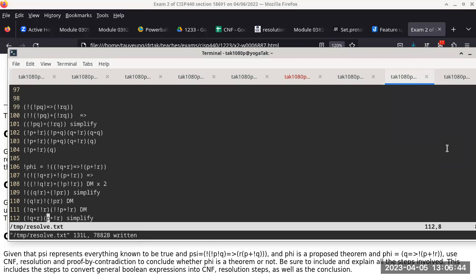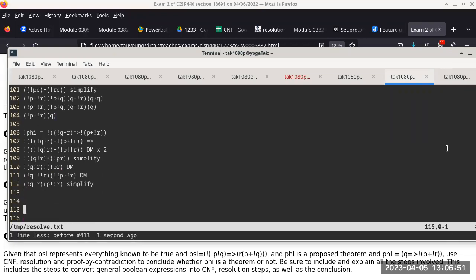So now we make the super CNF. We copy this, and then we copy this. Okay, I suppose I can do it like this.